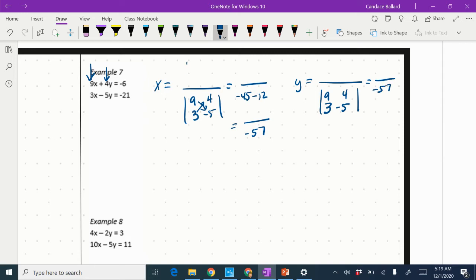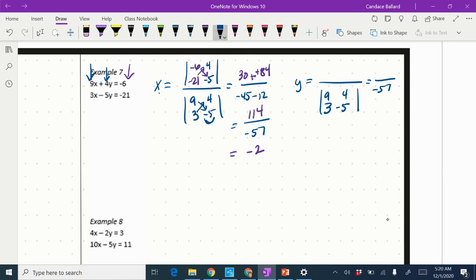So now I'm going to set up my numerator determinants. Since I'm solving for x, I take the y column and I shove it upstairs. And then I'm going to put the answers in for the x column. So negative 6 and negative 21. And then I'm going to multiply my diagonals. So negative 6 times negative 5 is 30. I always subtract. Negative 21 times 4 is negative 84. Double negative is going to go positive. 30 plus 84 is 114. And 114 divided by negative 57 is negative 2.